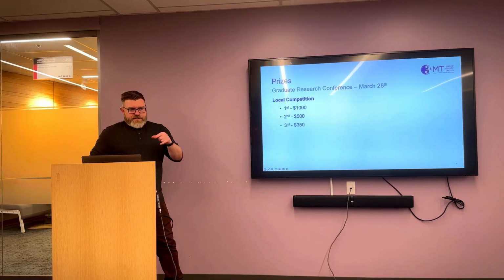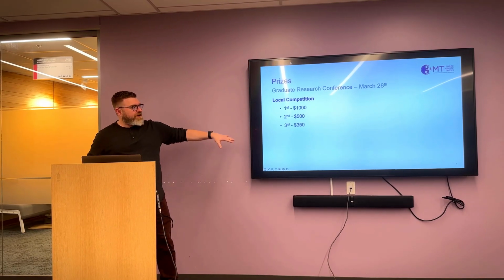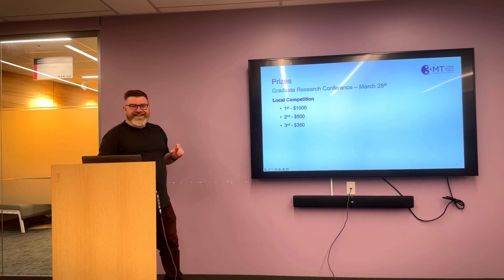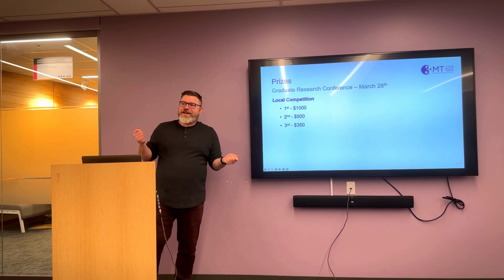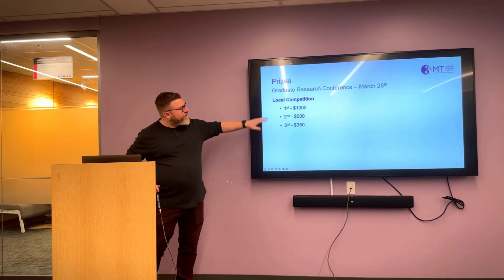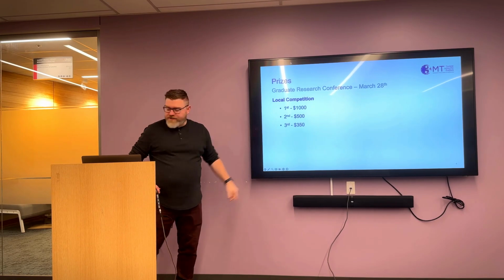I'll answer questions, I just want to go through this first. So we're holding the local competition. Kevin confirmed these numbers for me the other day. He pulled out the big checks, so we have the big checks to give to the winners at the local competition. First prize is 1,000, second is 500, and third is 350.